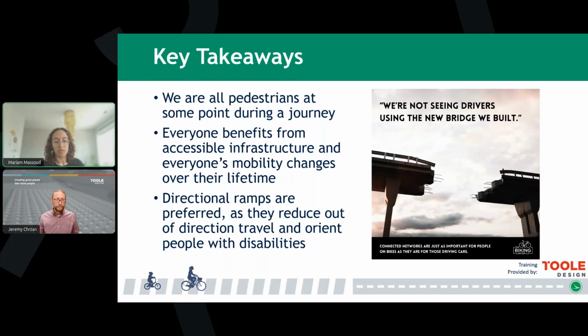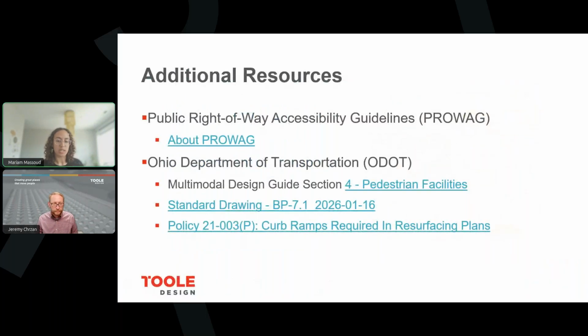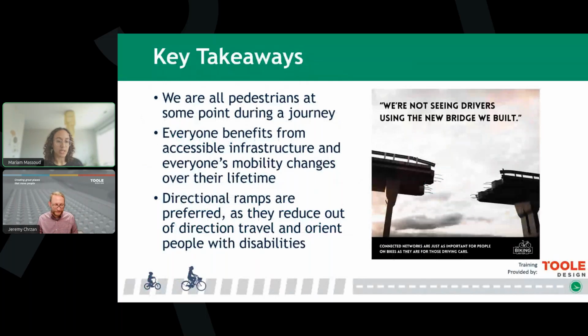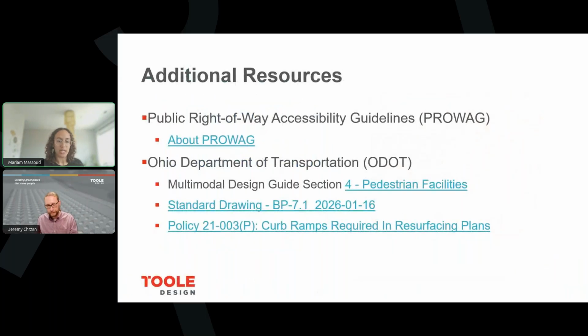And last takeaway, directional ramps are preferred because they reduce out of direction travel for people, and they help orient people with vision disabilities to the direction of the crossing. One more takeaway is that even though it can be overwhelming to design a curb ramp because of all of the requirements, there are a lot of resources to help you. So on this next slide, we've highlighted some of them, including PROWAG, and then guidance from the Ohio Department of Transportation. So the Multimodal Design Guide, Standard Drawing BP 7.1, and the policy on resurfacing that we talked about at the beginning.